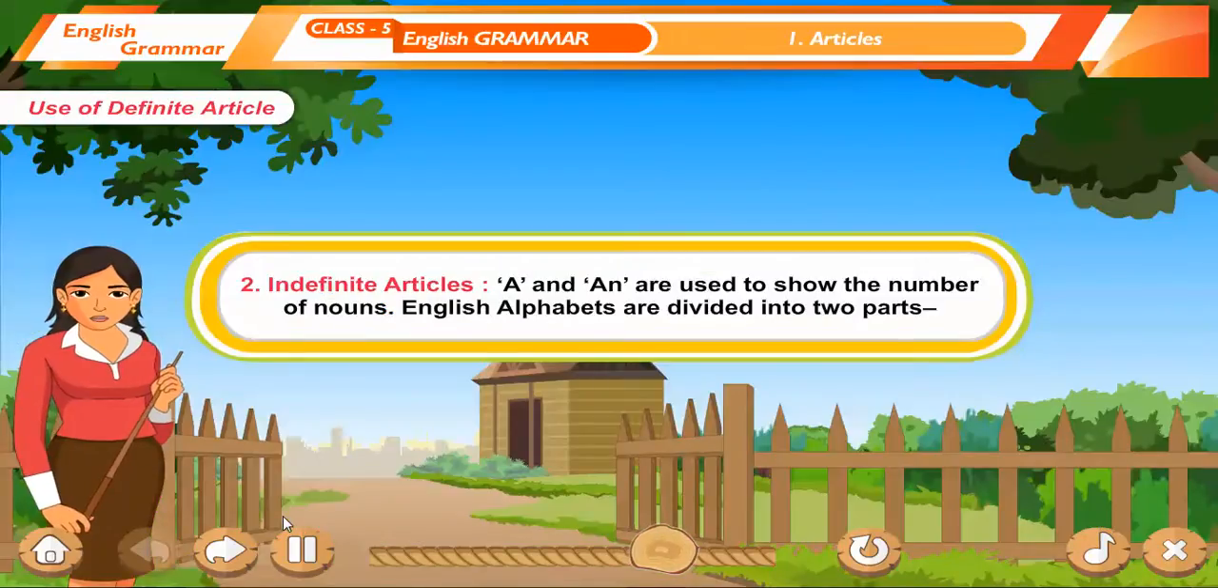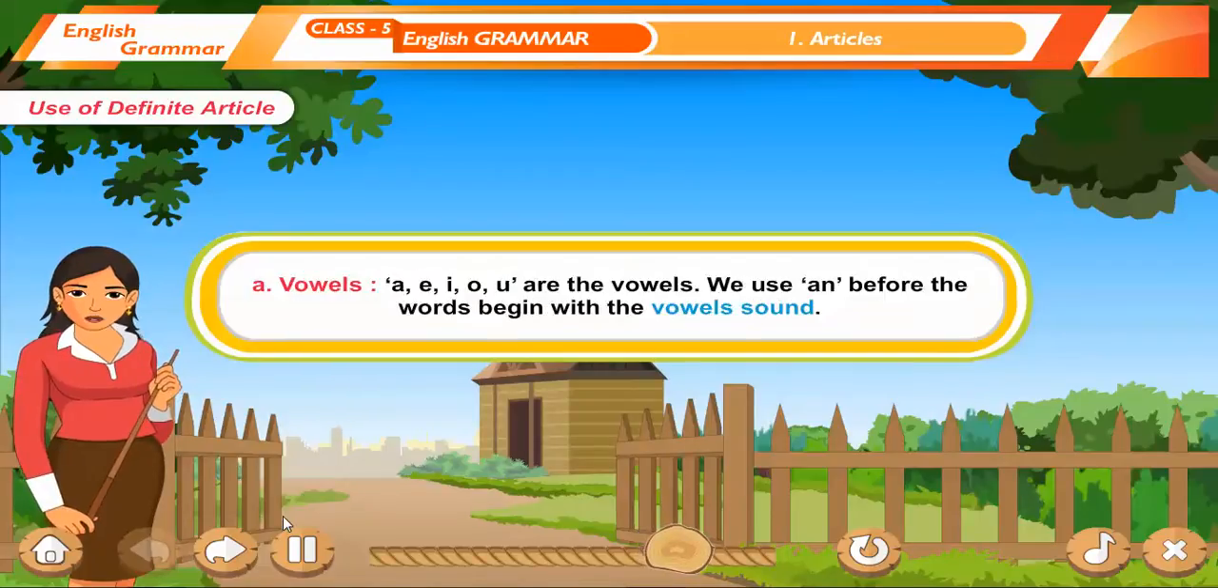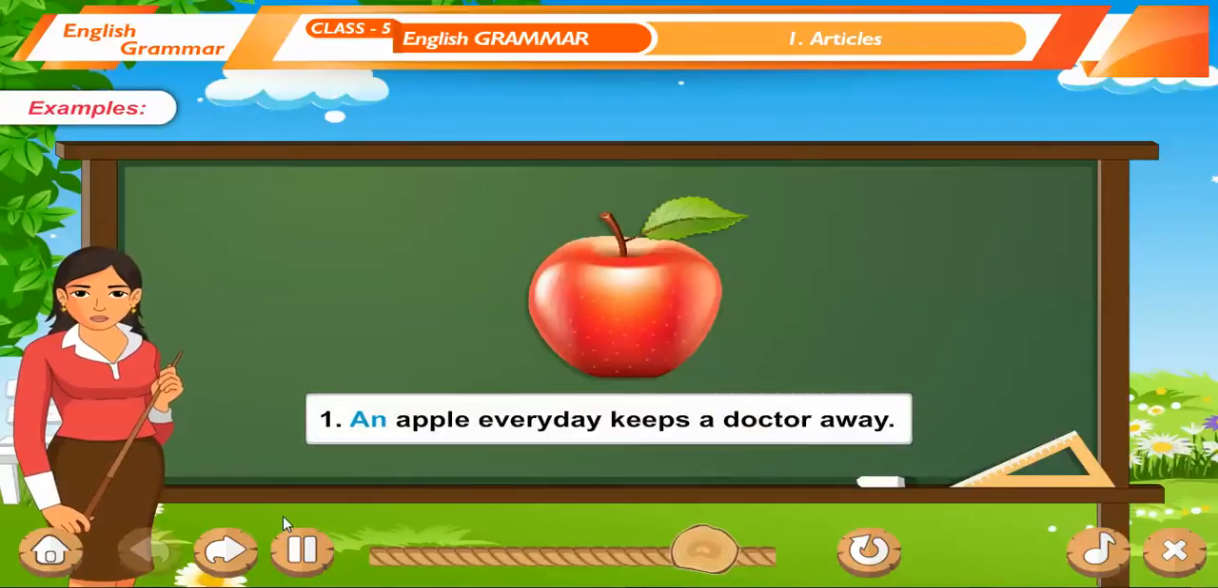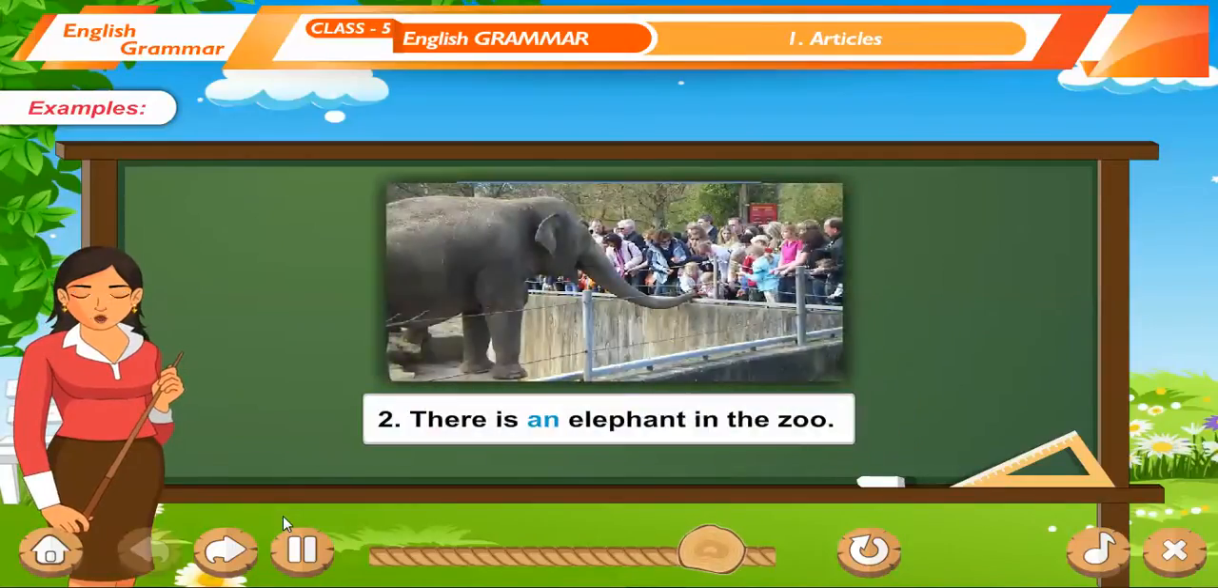2. Indefinite articles. A and an are used to show the number of nouns. English alphabets are divided into two parts. A. Vowels. A, E, I, O, U are the vowels. We use an before the words that begin with the vowel sound. Examples. 1. An apple every day keeps a doctor away. 2. There is an elephant in the zoo.